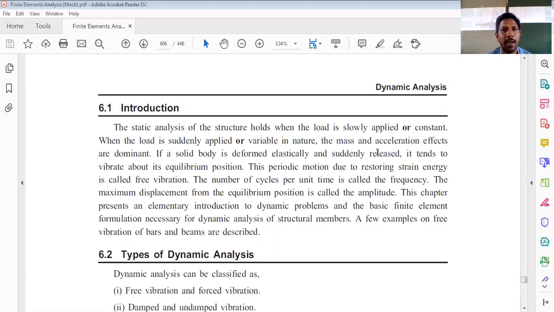So whenever there is a dynamic analysis, mass and acceleration will come into the picture. And the dynamic analysis is nothing but we may be interested in knowing the frequency of that particular member, or the natural frequencies and their mode shapes.